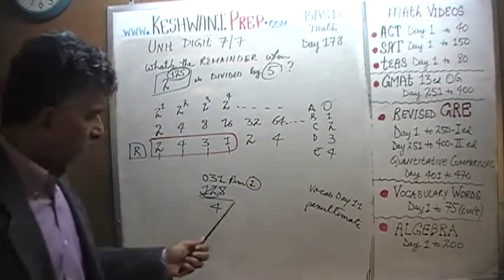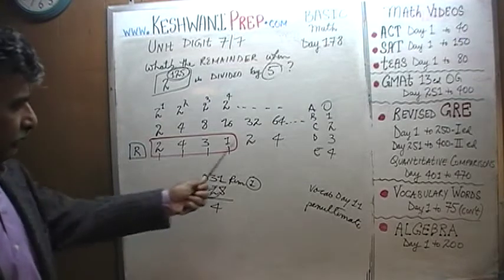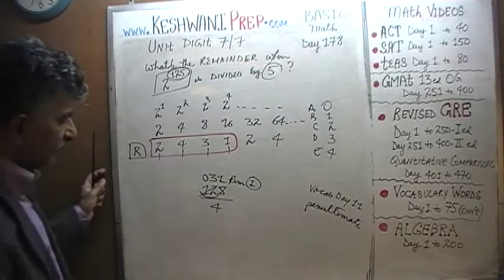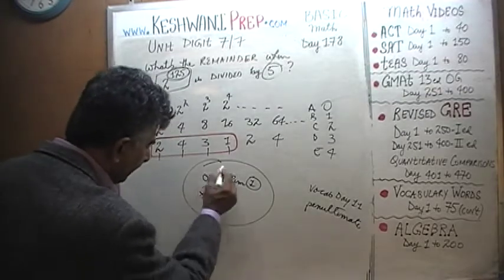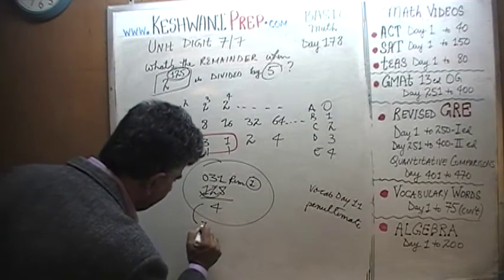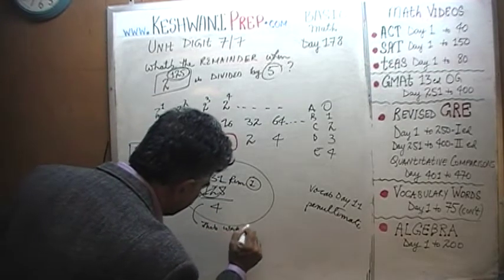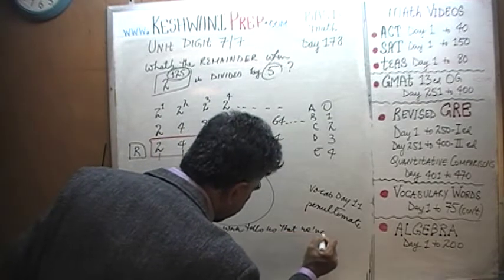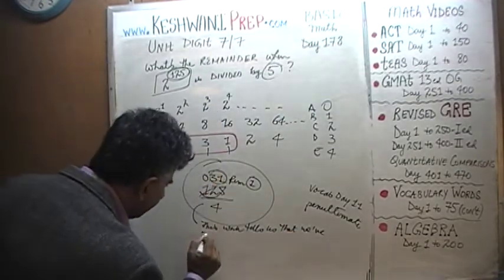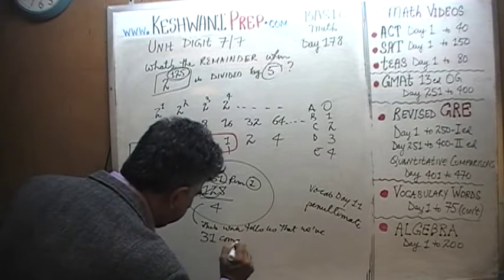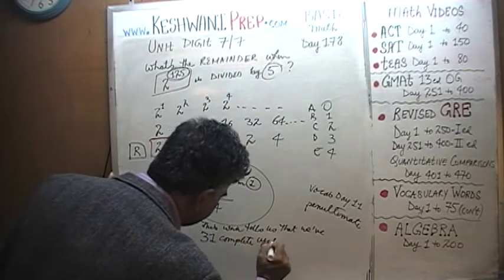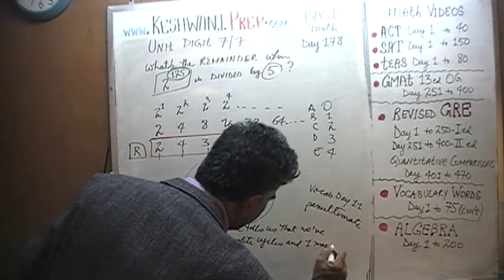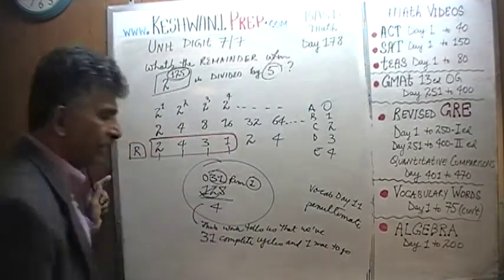But listen, do not confuse this remainder with the part that we're doing here. Just keep listening. With the remainder of 1, this work that we just did tells us that we have 31 complete cycles and one more to go.